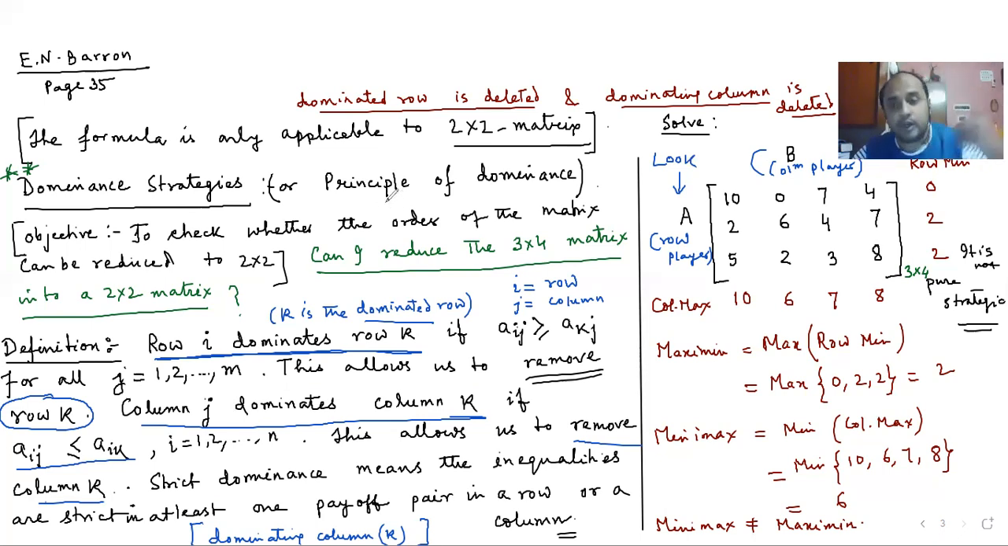And sometime we will also discuss what will happen if dominant strategies also fail. Then how can we solve a game problem? All these things will be discussed in the next class.